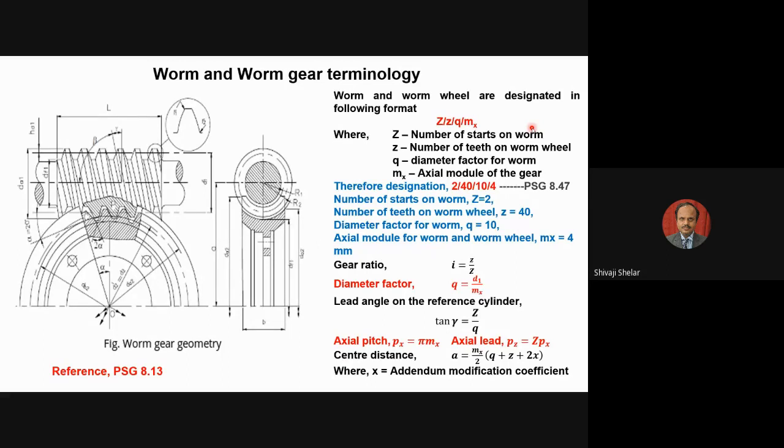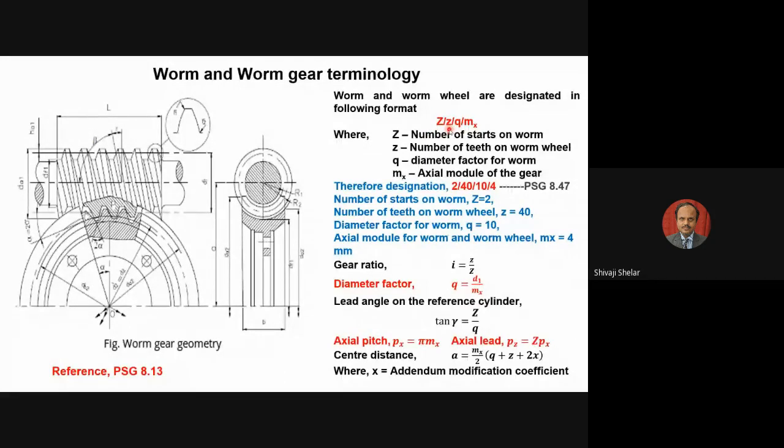In this designation, the first, capital Z, tells about the number of starts on the worm. So what is the worm? Worm is your screw. So it talks about the number of starts for the screw. You can have a single start screw, a double start, or a multiple start screw. So this capital Z number indicates the number of starts. You can have 2, 3, 4, depending upon the diameter. If the diameter is bigger, you can go for a higher number here.